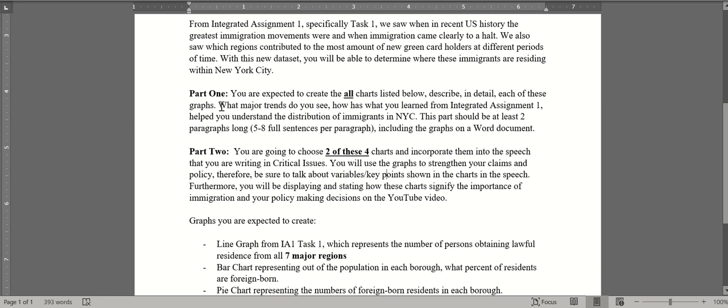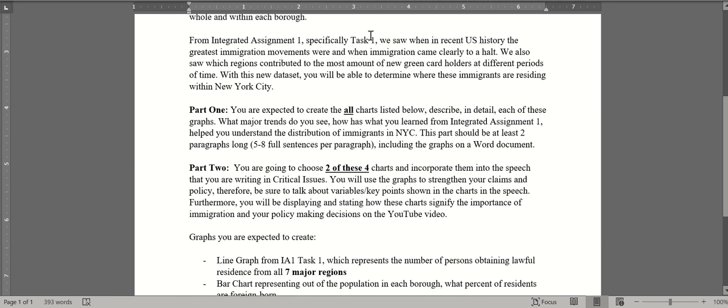So some descriptions you're going to do is what major trends do you see? How has what you learned from integrated assignment 1 helped you understand the distribution of immigrants in New York City, right? So you learned about immigrants coming in, right? Now, how has it helped you understand the distribution? So where are they located in different parts of New York City, right? This should be at least 2 paragraphs long, about 5 to 8 full sentences per paragraph, right?